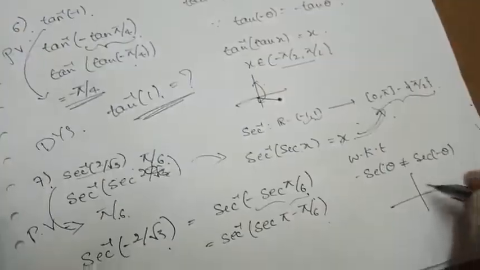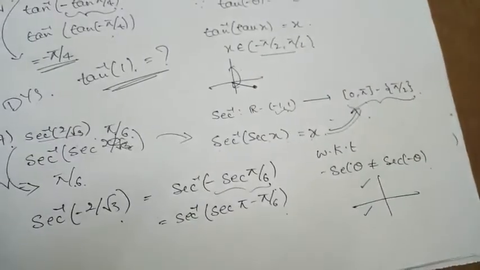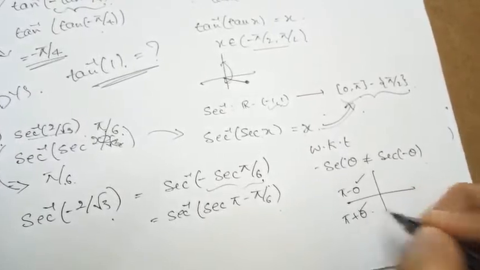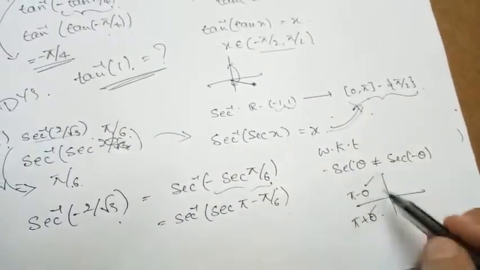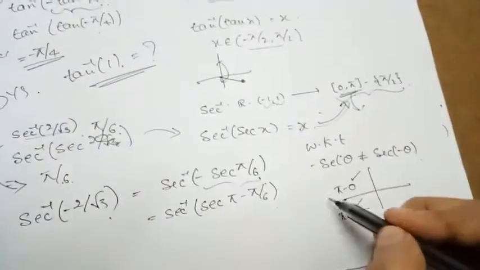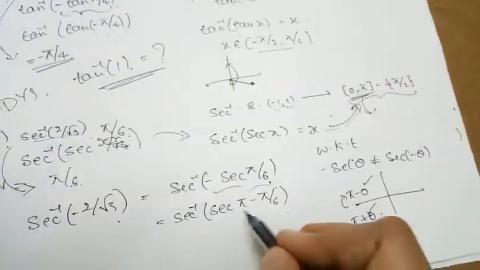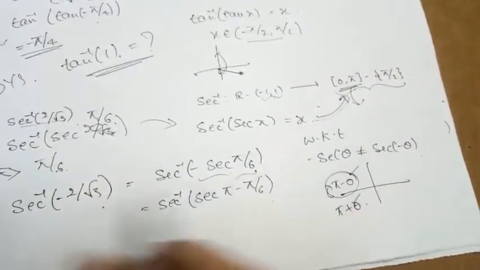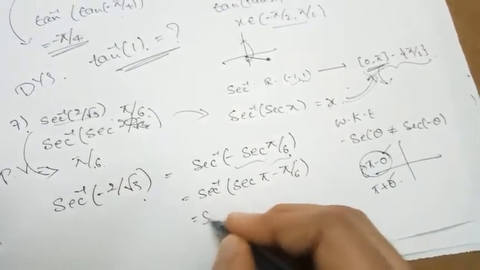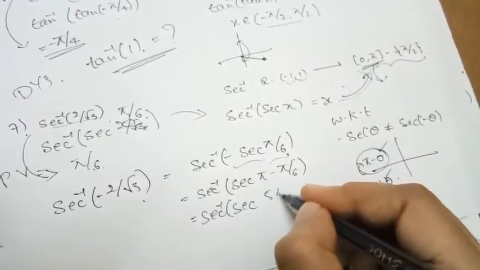So clearly secant is negative in the second and third quadrant. That is, one is pi minus theta, another one is pi plus theta. I can't take pi plus theta because it is out of our principal value branch. So I am considering pi minus theta, where secant is negative. So secant of pi minus pi by 6, that is secant inverse of secant 5 pi by 6.